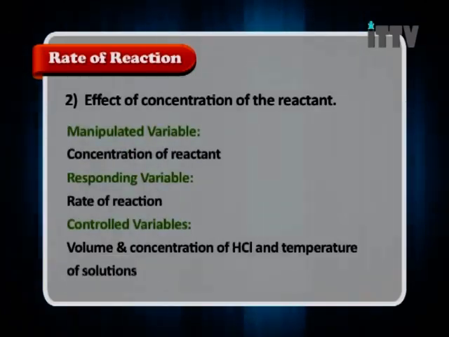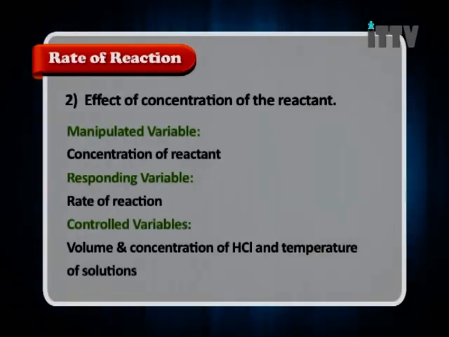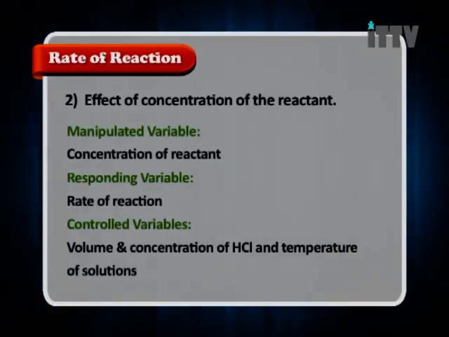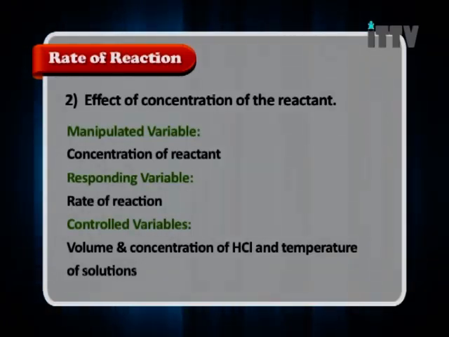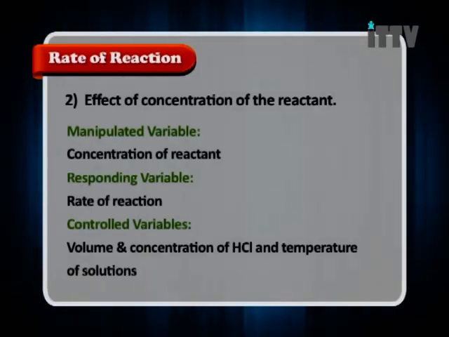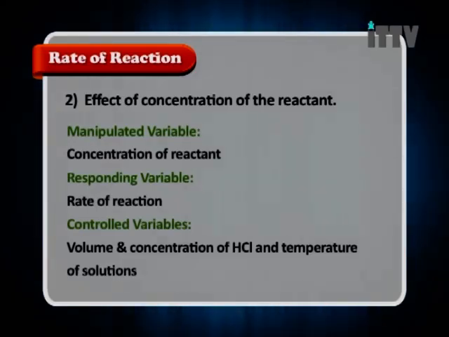What are the variables? The manipulated variable will be the concentration of reactant, while the responding variable would be the rate of reaction. The control variables will be the volume and concentration of HCl and temperature of solutions, because this experiment uses HCl.